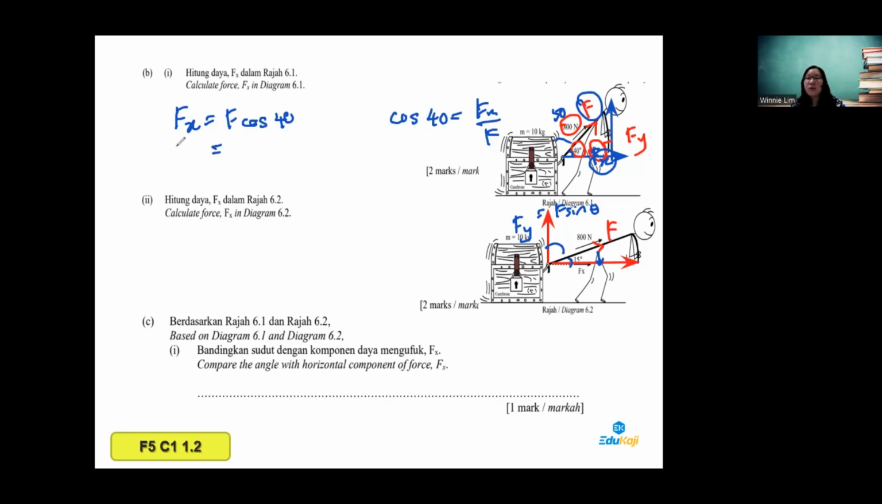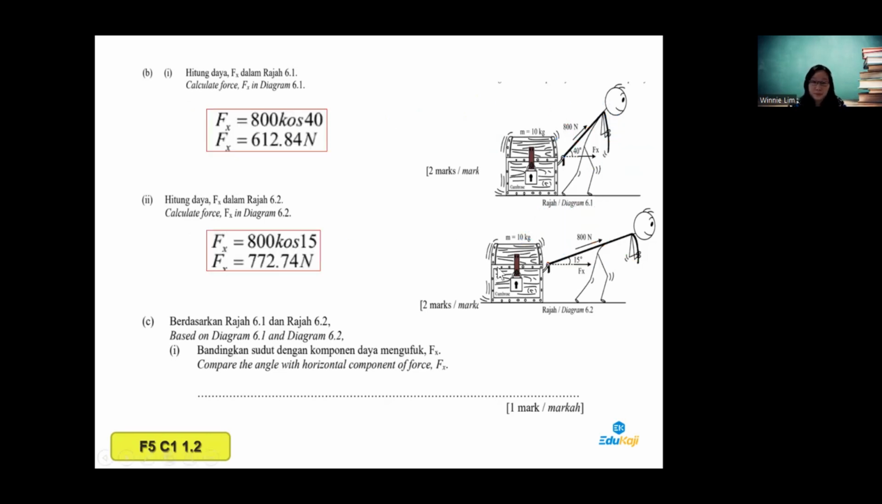So if you know the general idea of resolution of force by using trigonometry, then you can just substitute. So you have 800 cos 40, then you get the answer. Same goes for this, Fx is 800 now, cos what? 15. So you press the calculator and get the answer.